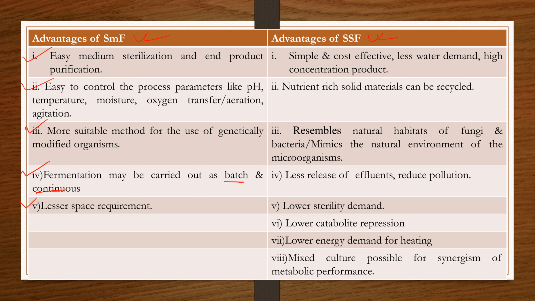Whereas if you consider the different advantages of SSF, it is simple and cost effective, with less water demand, and high concentration product can be recovered from the SSF process. Nutrient rich solid materials can be recycled because in most cases waste products are utilized for the fermentation process. That means mainly agro residues are utilized, which are very cost effective and can be recycled.